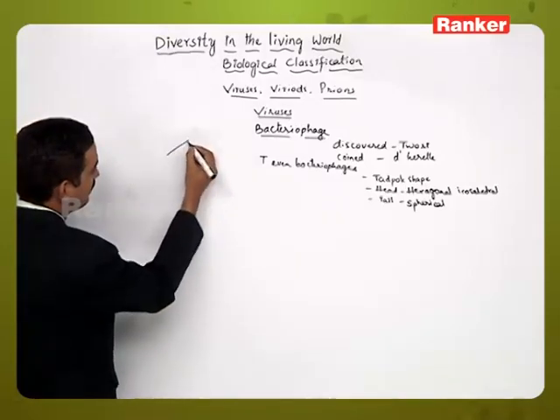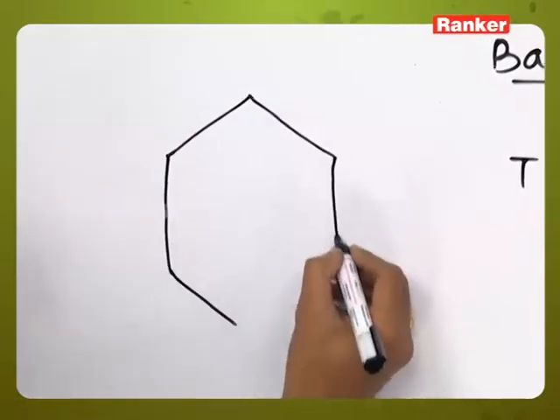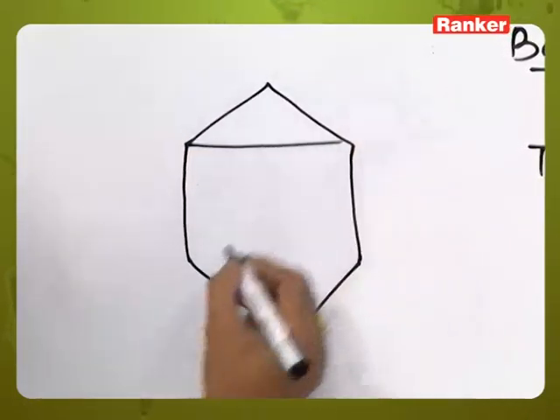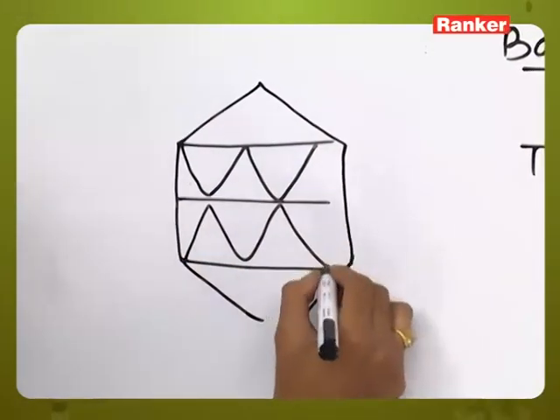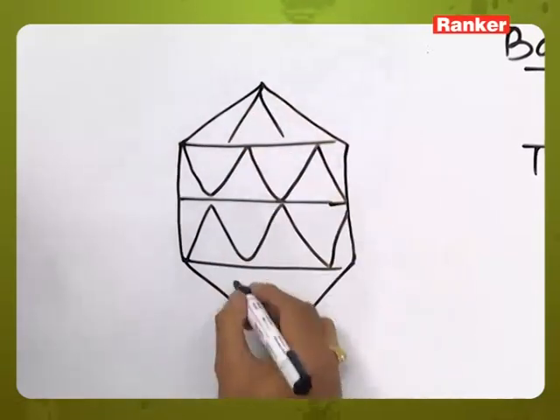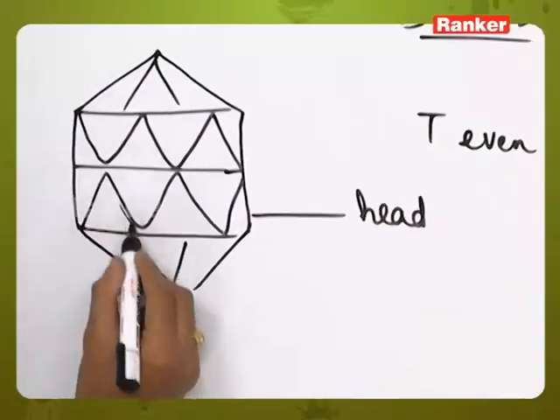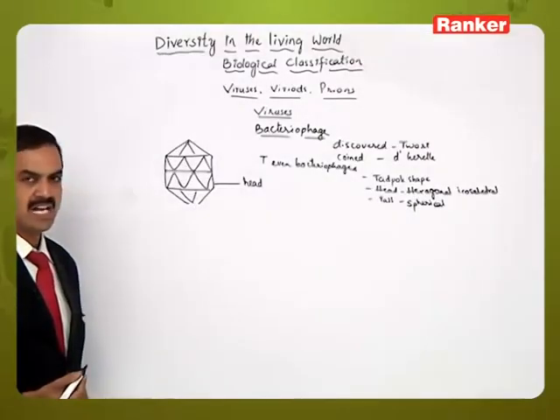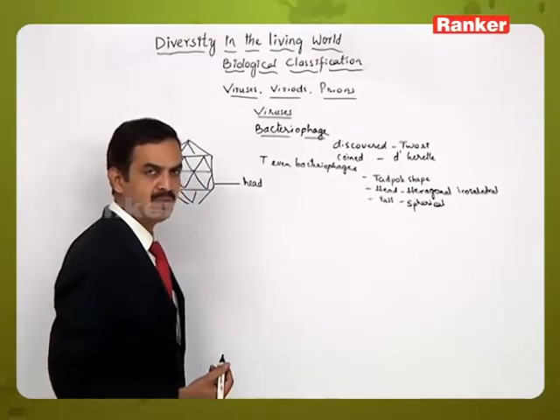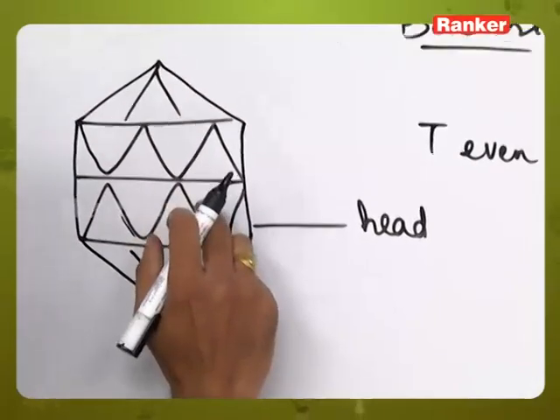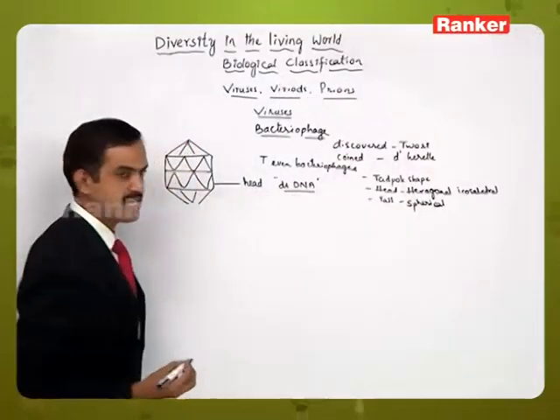If we observe the structure of the tadpole shaped organization of the bacteriophage, this is the head region. The head region contains a hexagonal plate like organization, which contains many triangular shaped faces, which is called icosahedral. This icosahedral structure is made up of polypeptide chains, called capsomers or the capsid part, and inside this head region double stranded DNA is present as the genetic material.